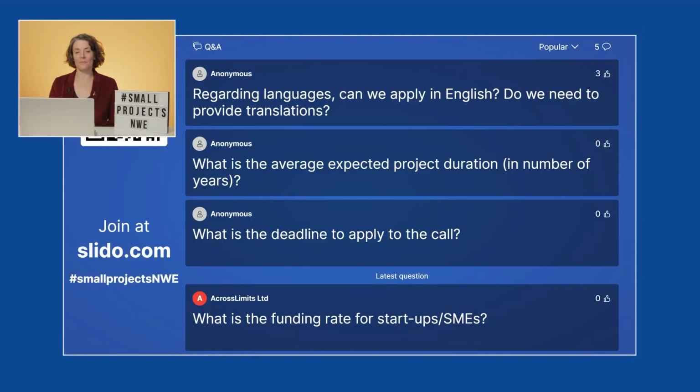Okay, some more questions coming in. So regarding languages, can we apply in English? And do we need to provide translations? Yes, indeed, you must apply in English. This is one of the eligibility criteria. You have to submit your application fully in English. And then right in the beginning, there's the project summary. And this summary has to be submitted in the 4 program languages. That's English, French, Dutch, and German.